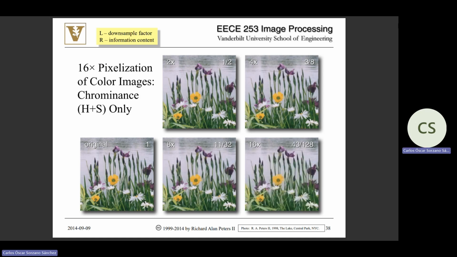And what if we do the pixelization in the color channels? If we do the pixelization in the color channels, even a very bad pixelization, we don't see it. So we are very sensitive to luminance, and this luminance is more affected by green.